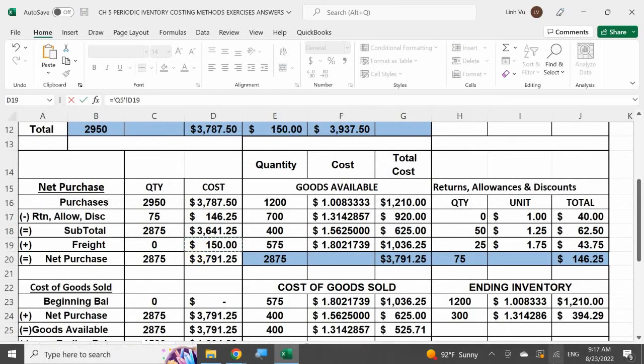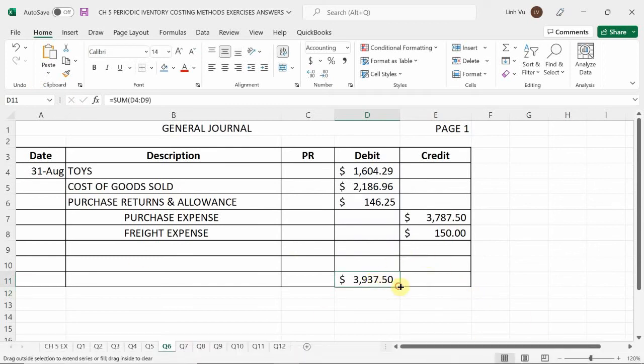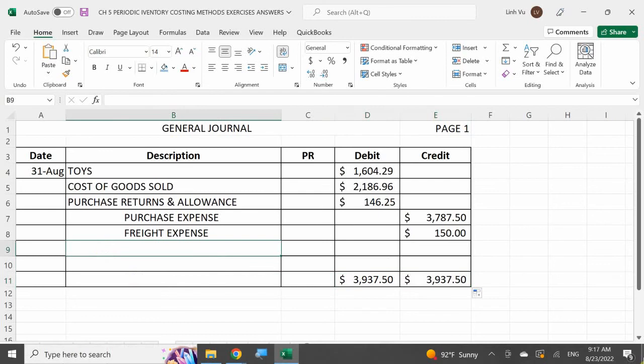150. Good. So again, before I end my journal here, I'm going to double confirm that my total debits equal my total credits. So I got $3,937.50 on my left, and I got $3,937.50 on the right. So in this case, yes, my debits and credits do match. So in this case, complete your journal with a description saying that this is a conversion entry for periodic inventory.